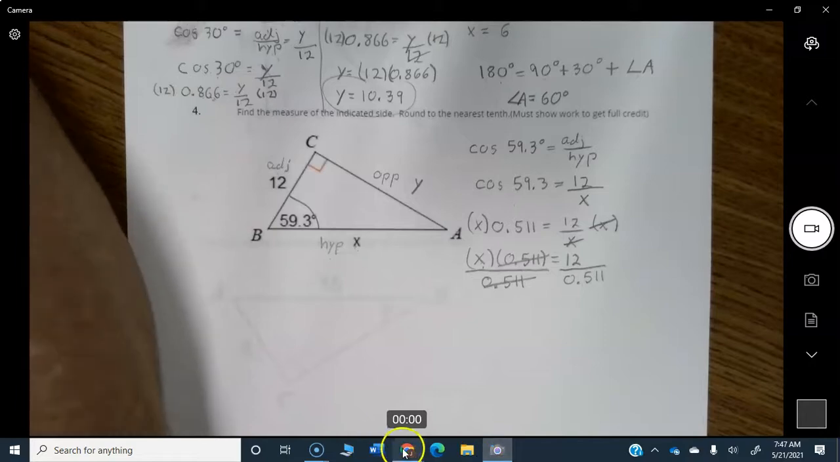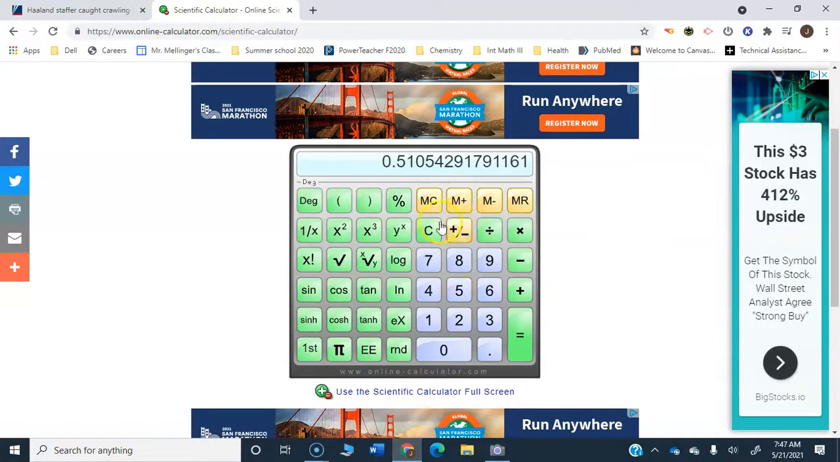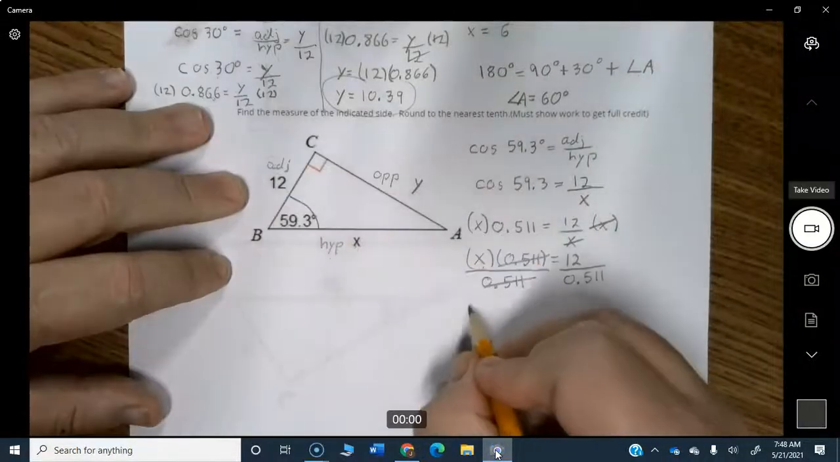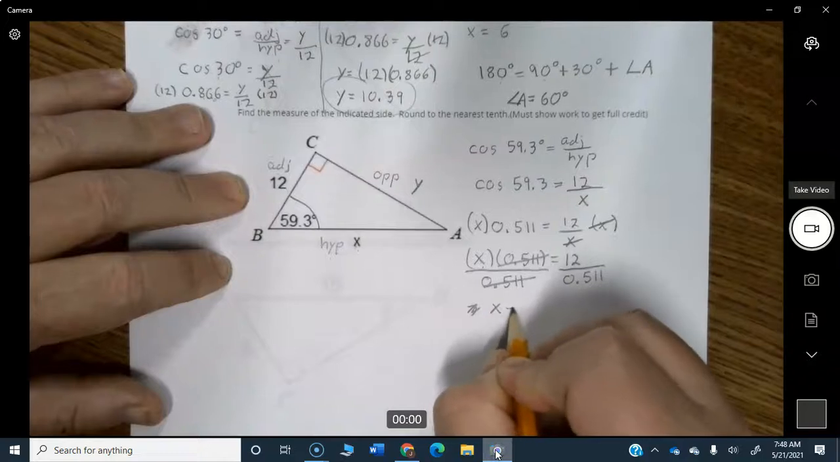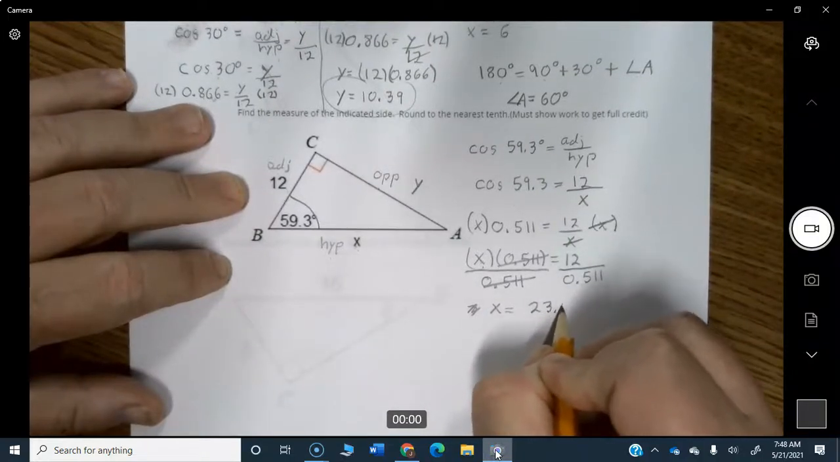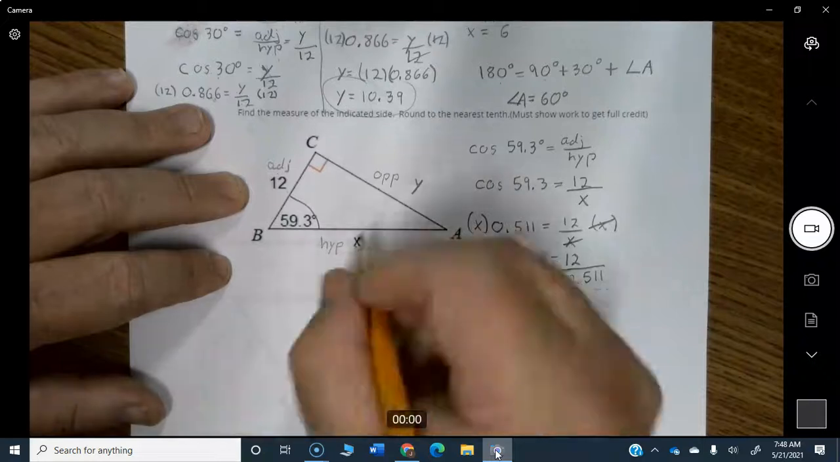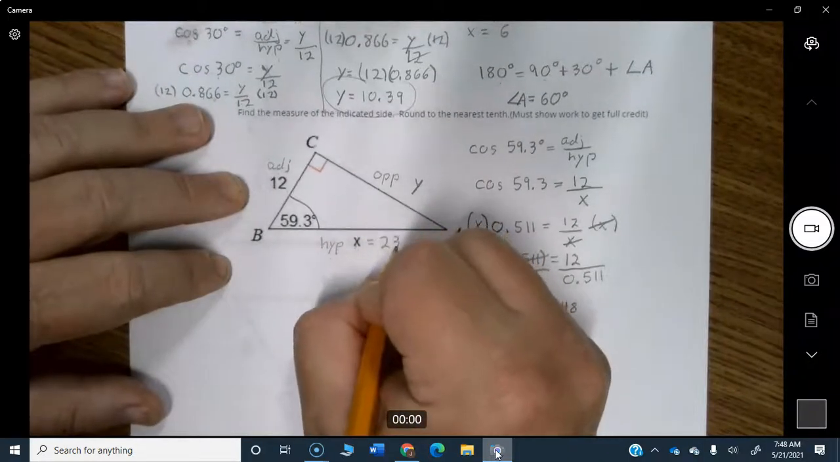So we'll go back to our calculator here. And it's 12 divided by 0.511. I used the slash on my computer for divide, that's why you didn't see me push the divide sign. And that's going to equal 23.48. Okay, so that's this side right here. That's the hypotenuse.